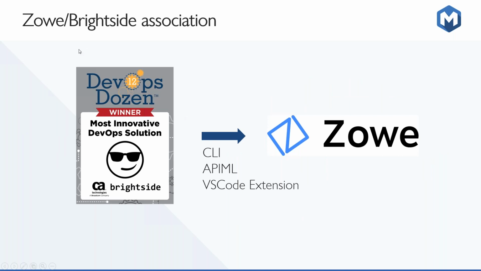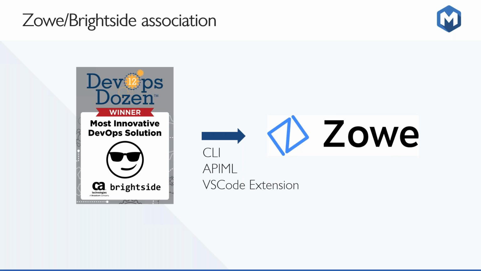So you may have heard the term Zowe, and you may have heard the term Brightside. I just want to clarify a little bit about this association. The Zowe CLI, API Mediation Layer, as well as the VS Code extension were originally built as part of Brightside, which was an offering from Broadcom, but was later contributed to Zowe open source, and now Brightside is positioned as Broadcom's support offering for Zowe.